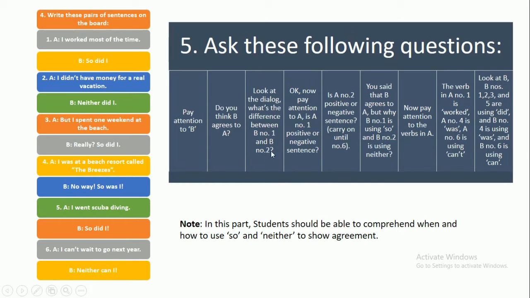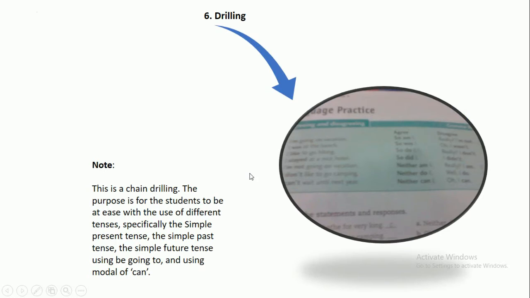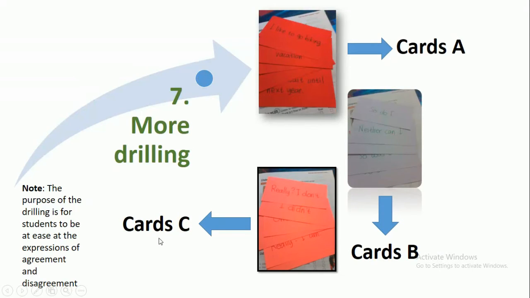Alright, so in this part, students should be able to comprehend when and how to use so and neither to show agreement. And then after that, we are going to do chain drilling. So the purpose of this drilling is for the students to be at ease with the use of different tenses, specifically the simple present tense, the simple past tense, the simple future tense using be going to, and using modal of can. Let's practice. Number 1 is I'm going on vacation, and student will say I'm going to a restaurant. Alright, and then I was at the beach. Student will say I was at school.